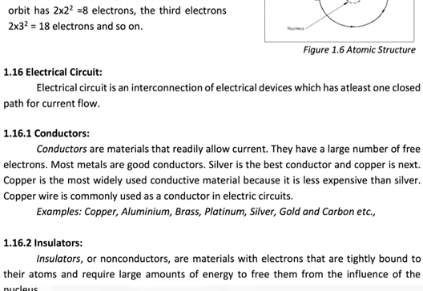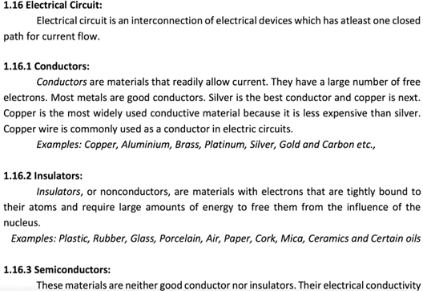Coming to the electrical circuit, an electric circuit is an interconnection of electrical devices which has at least one closed path for the current to flow. So circuit and network, what is the fundamental difference? A network is also an interconnection that may not be closed. The network need not be closed, but a circuit must have at least one closed path for the current to flow.